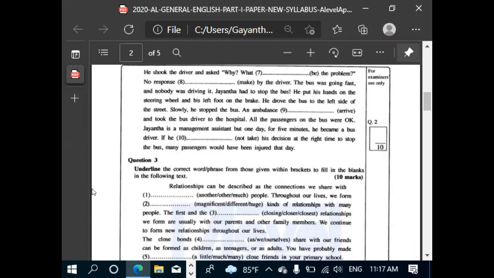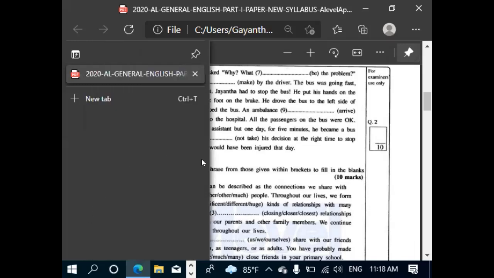All the passengers on the bus were okay. Jayanta is a management assistant, but one day, for a few minutes, he became a bus driver. If he blank, within brackets, not take his decision at the right time to stop the bus. What is the answer for the final blank? Had not taken. The answer is had not taken. Many passengers would have been injured that day. Okay, right.